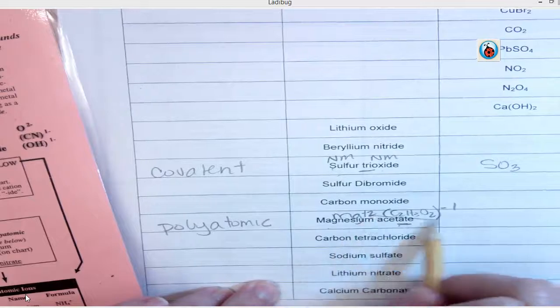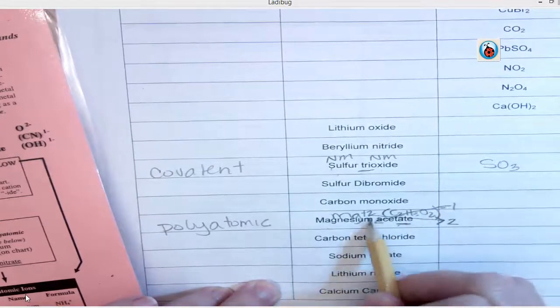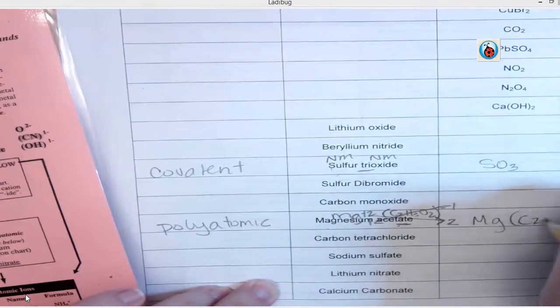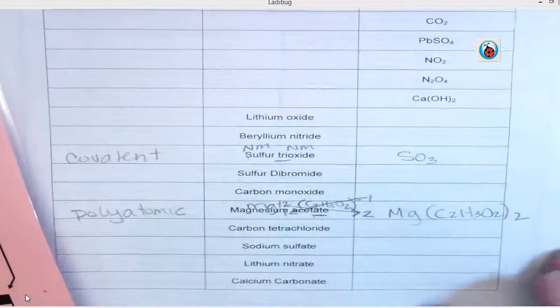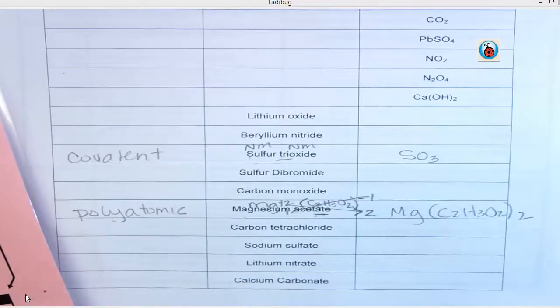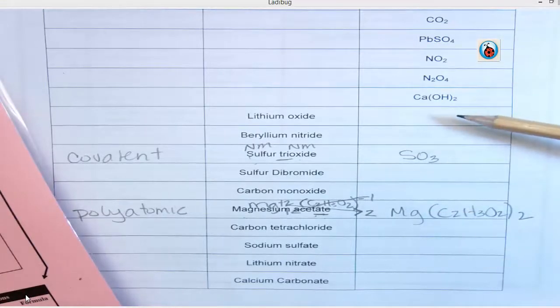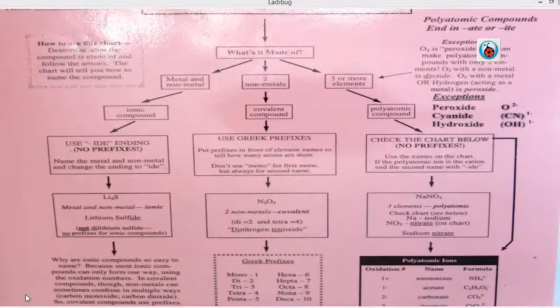So that 2 comes back behind the acetate, the 1 goes there, so I've got 1 magnesium and how many acetate? 2. Oops, I'm out of the screen there. So can you see that? Magnesium acetate. All right, so on polyatomic and ionic, I need to swap and drop. All right, again, follow along on this chart. Let me know if you need help.